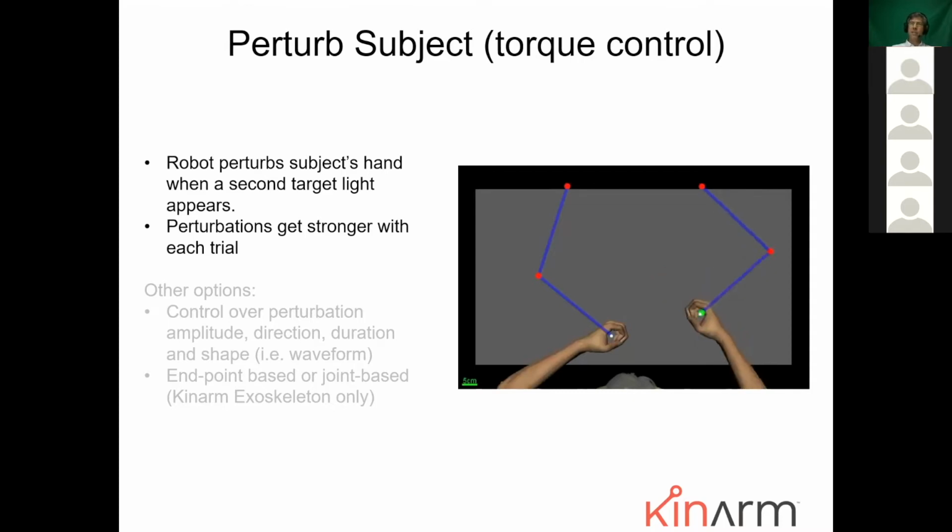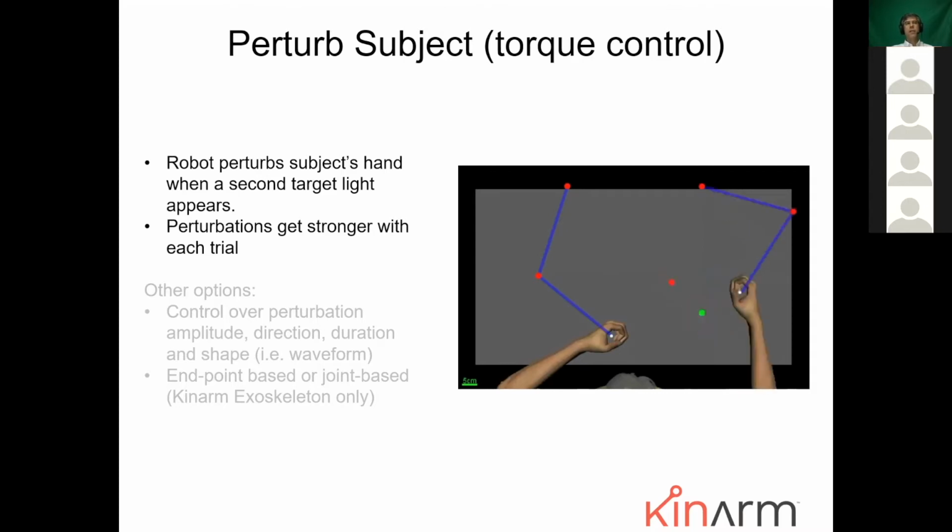How is this different than the previous one? In both cases, the robot's moving the subject around. The difference is, what is the robot controlling? In the previous slide, I called it position control because the robot was trying to control position. Here, it's called torque control because the robot is controlling torque. What do I mean by that?